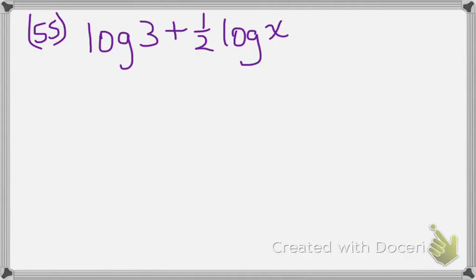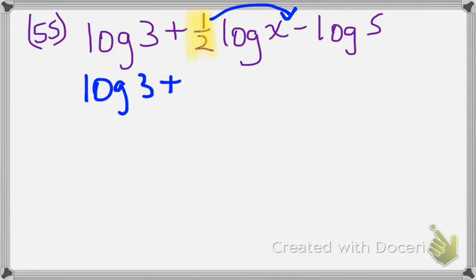So log 3 plus 1/2 log x minus log 5. And so when I do this type of problem, I always look for anything that's a coefficient of a logarithm first, because those coefficients are what are going to be moved back to the power over here. So I'm going to do that first. I'm going to keep everything else the way it is, log 3 plus, now I'm going to change this to log x to the 1/2 power minus log 5.